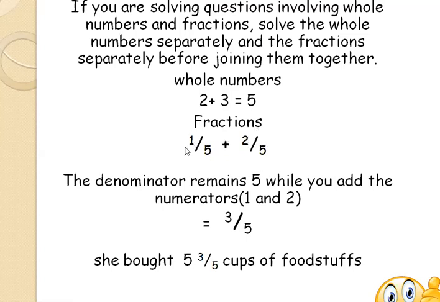Remember how we had like fractions? The denominator remains the same while you add 1 and 2. So 1 plus 2 is 3. And then you write your denominator 5. So 1 over 5 plus 2 over 5 is 3 over 5. Now bring the two together. Write your whole number 5 and write your fraction 3 over 5. So she bought 5 whole number 3 over 5 cups of foodstuff. Remember, when you're solving a word problem, your answer should be in word form. She bought 5 whole number 3 over 5 cups of foodstuff.